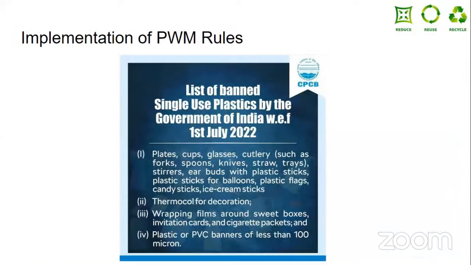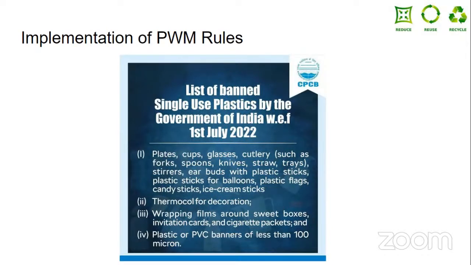So here are some items under the plastic waste management rules which are going to get banned from 1st July in India, listed down here. Plastic plates, cups, glasses, cutlery, spoons, plastic forks, plastic straws, sticks, plastic flags or banners, and candy sticks made of plastic are getting banned from 1st July 2022 in India. Thermocol, lots of which is used at parties or celebrations, and we use it for decoration purposes.